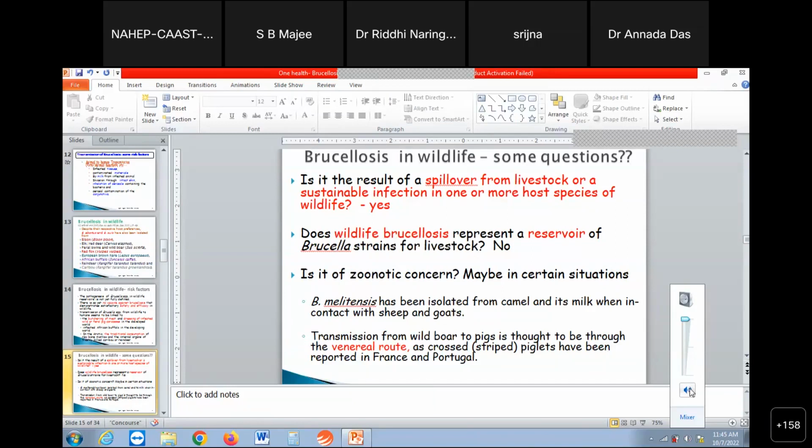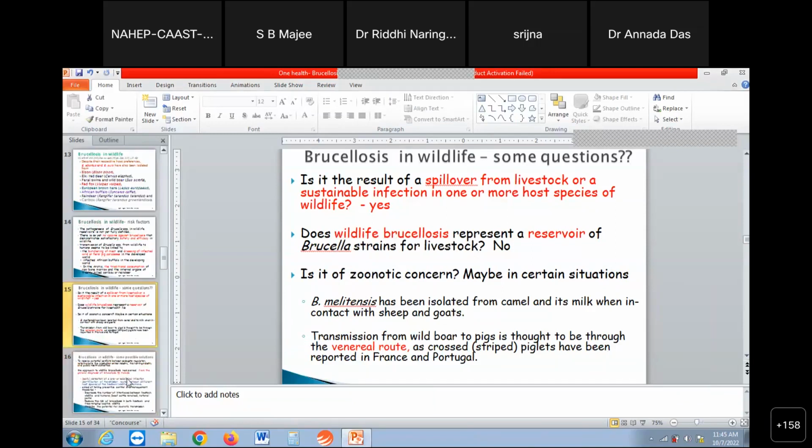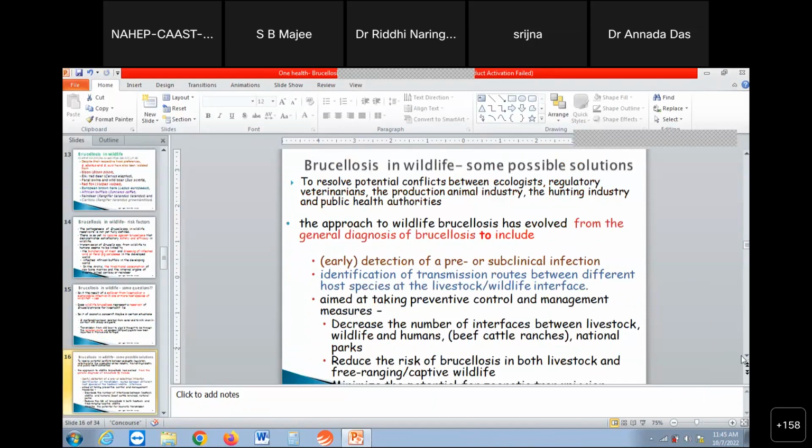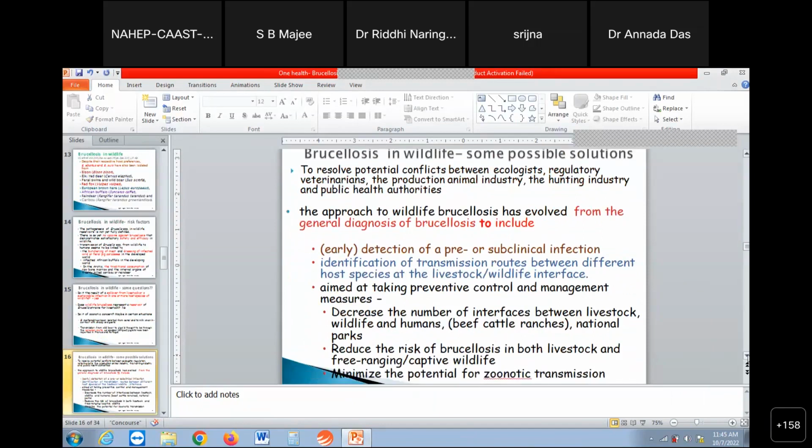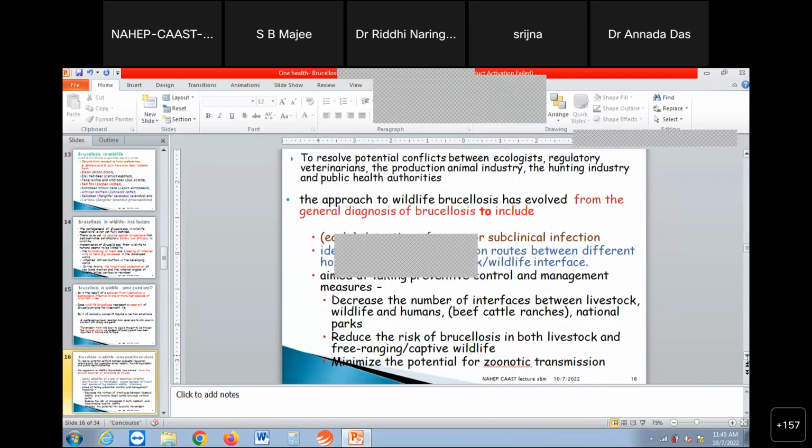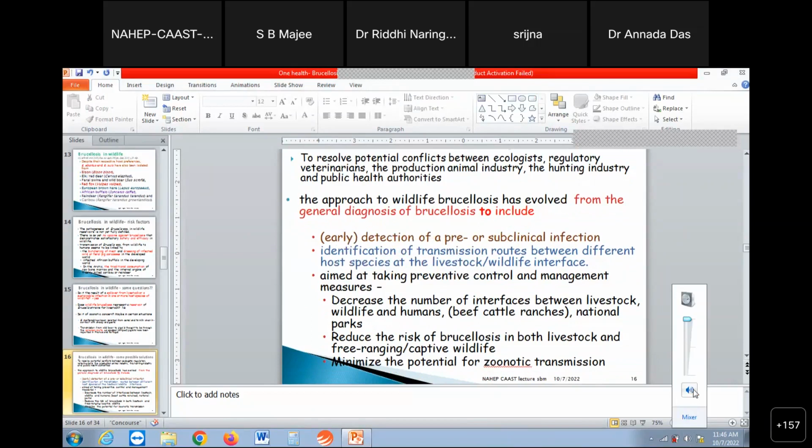So these are the very important niches, and these are some of the questions which yet need to be answered, though we have just given an answer in yes or no. Now we look at some of the possible solutions which may happen. So brucellosis in wildlife, some possible solutions are: number one is to resolve the potential conflicts between ecologists, regulatory veterinarians, the production animal industry, the hunting industry, and the public health authorities.